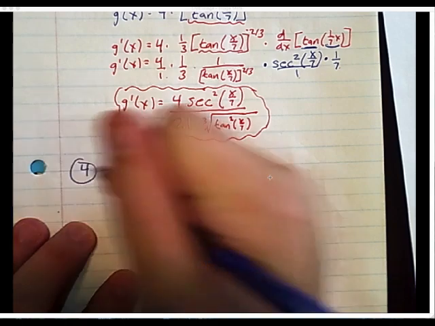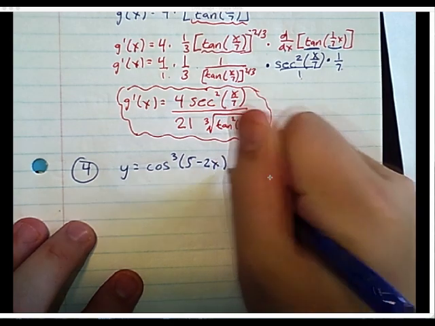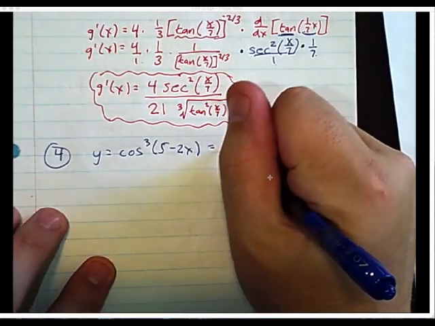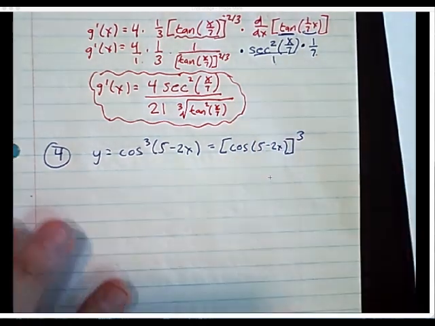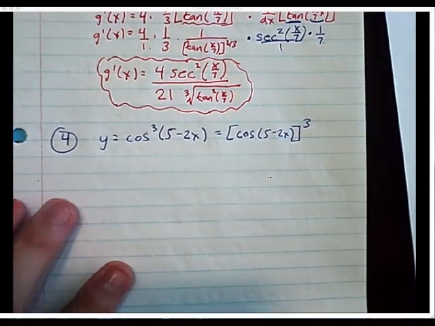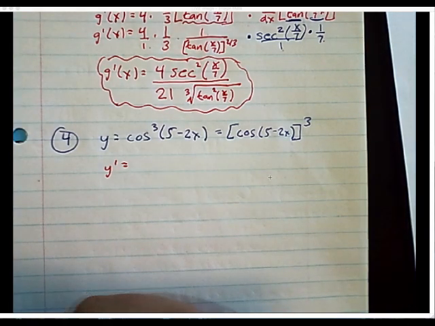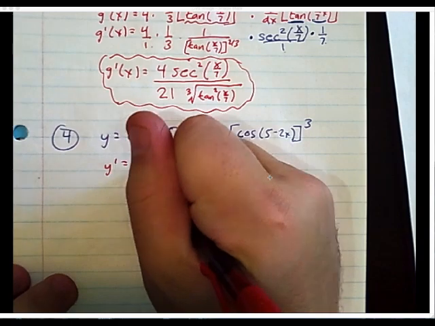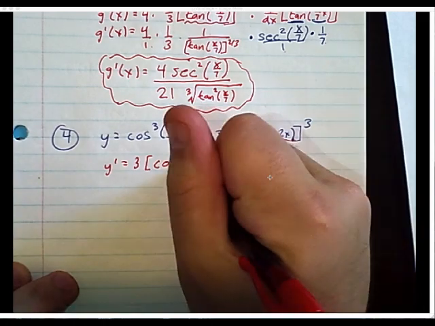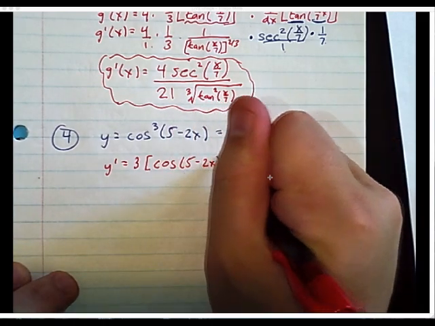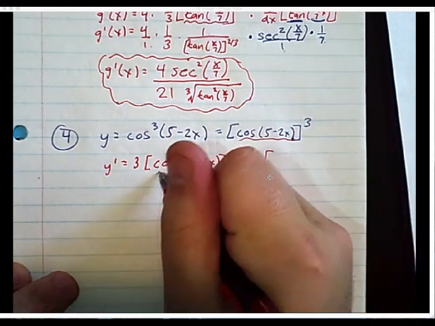Next problem. Y equals cosine cubed of 5 minus 2x. Don't forget, you can rewrite this a different way. You can say this is the same thing as cosine of 5 minus 2x all raised to the third power. Why write it like this? Because it's easier to take the derivative. So y prime equals, the 3 comes out front. Here's the whole inside, so we're going to leave that alone. We reduce the power by 1, but now I have to remember to take the derivative of the inside, and this is the entire inside.